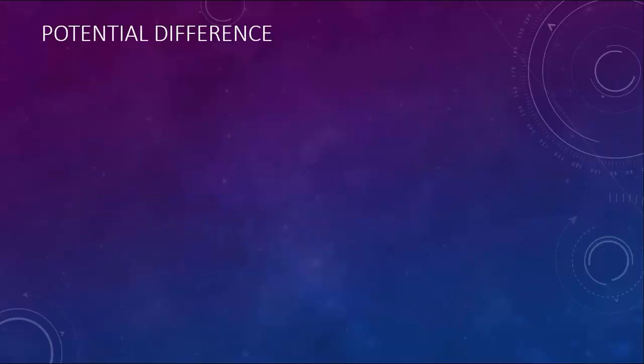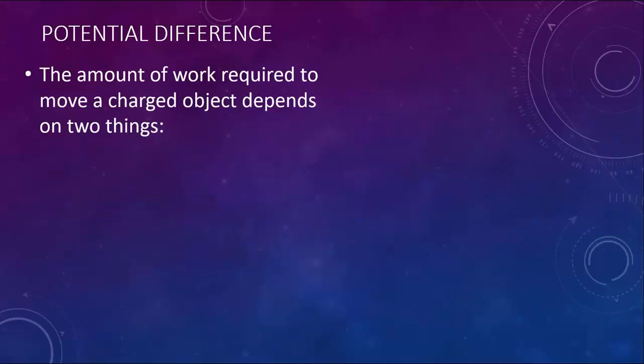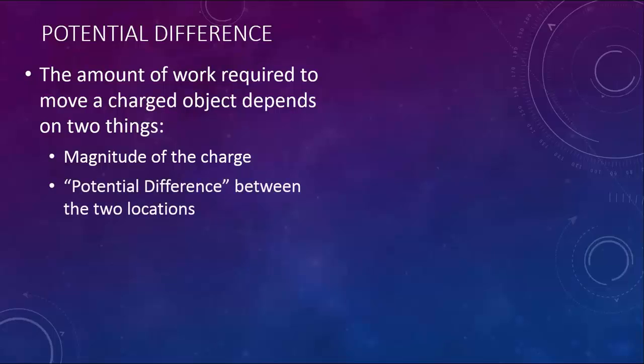This brings us to the concept of potential difference. The amount of work required to move a charged object depends on two things. It depends on the magnitude of the charge itself, because that will affect the amount of force it feels. And it depends on what we call the potential difference between the two locations. This is kind of like height for gravitational potential energy. If you want to figure out how much gravitational potential energy an object gains, you need to know the mass of the object, and you have to know the height that it's gaining or losing.